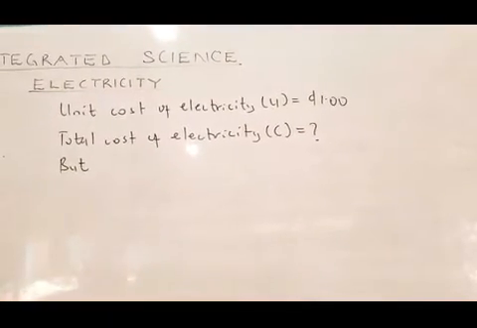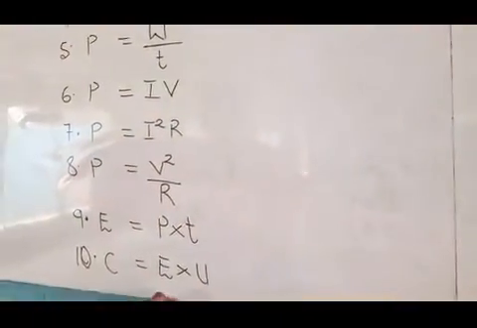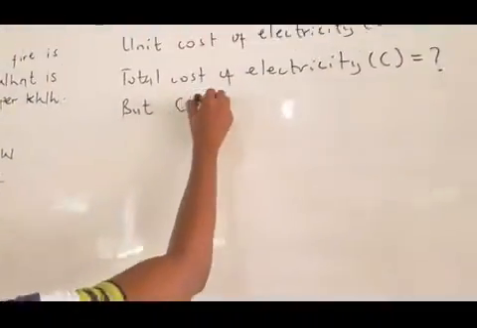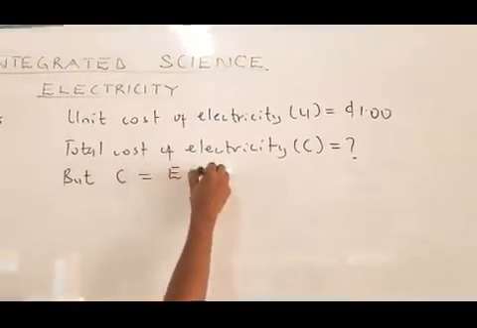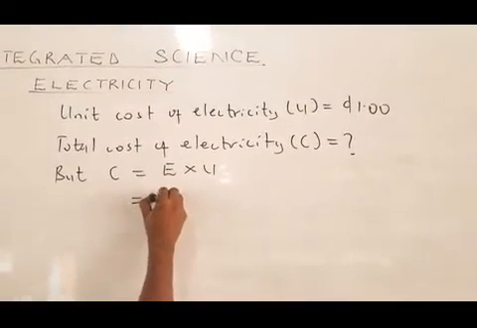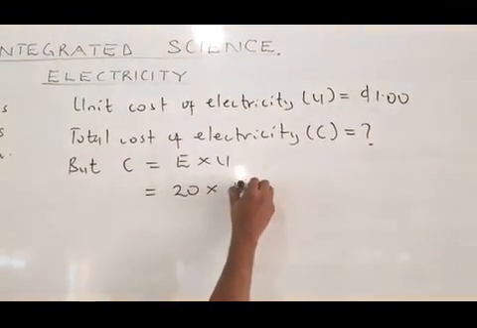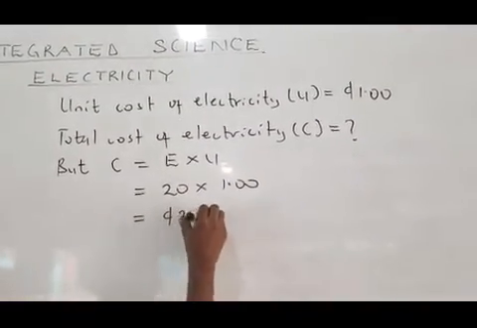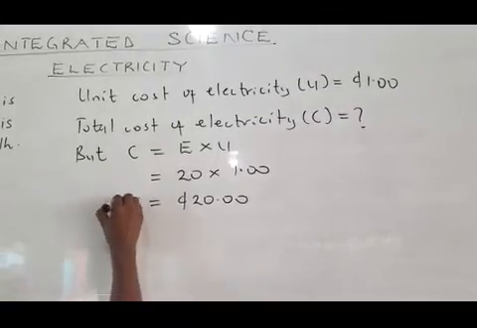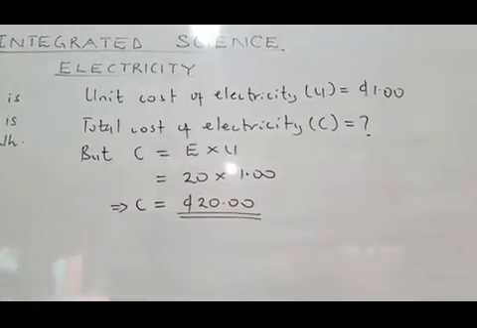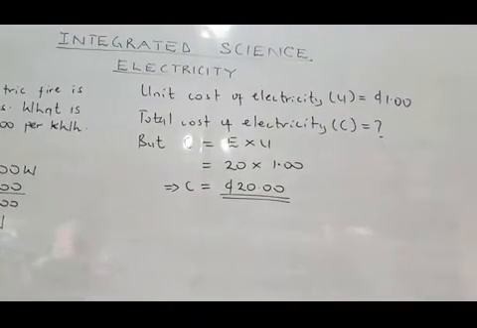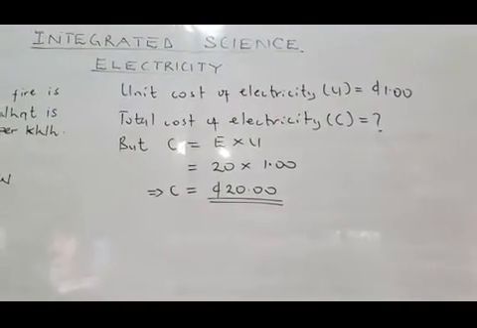As I said earlier on, we're going to use equation 10. Your total cost is equal to the electric energy in kilowatt hour times the unit cost. So our cost of electricity is E times U. That'll be 20 times 1 cedi, and that gives 20 cedis. So the total cost of using the electric fire for 10 hours is equal to 20 cedis.